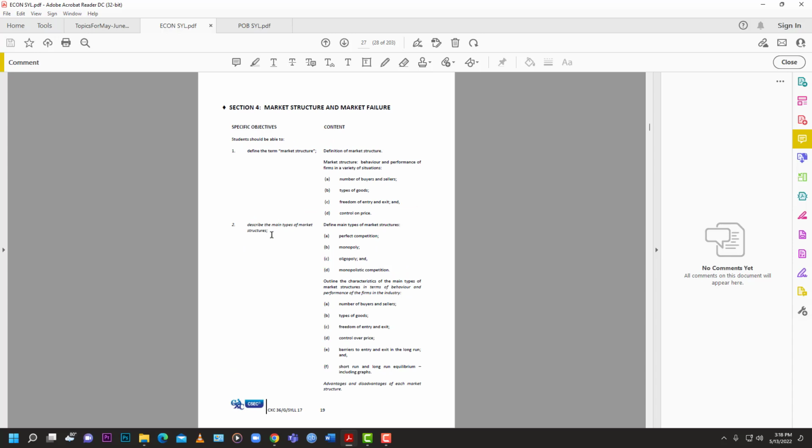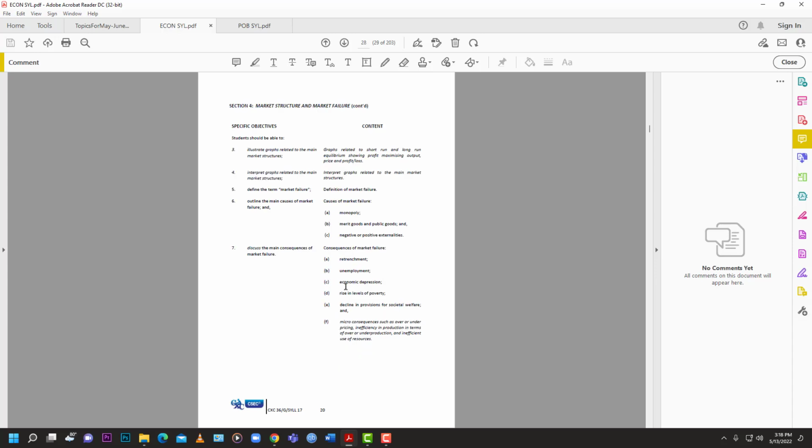Then there's market structure that is also covered. So you have to learn your monopoly, perfect competition, oligopoly, monopolistic competition. You have to know the barriers. You have to know the characteristics of each. You have to know how to compare and contrast these different market structures, you know, number of buyers, number of sellers, the type of good, whether it is homogeneous or whether it is differentiated. These are things you have to go in depth with.